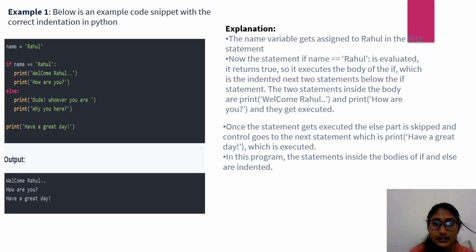Explanation. The name variable gets assigned Rahul in the first statement. Now the if statement, checking whether name is equal to Rahul, is evaluated. It returns true, so it executes the body of the if, which is the indented statements below the if statement. The two statements inside the body are print welcome Rahul and print how are you. They are executed, the else part is skipped, and control goes to the next statement, print have a great day, which is executed. In this program, the statements inside the bodies of if and else are indented.